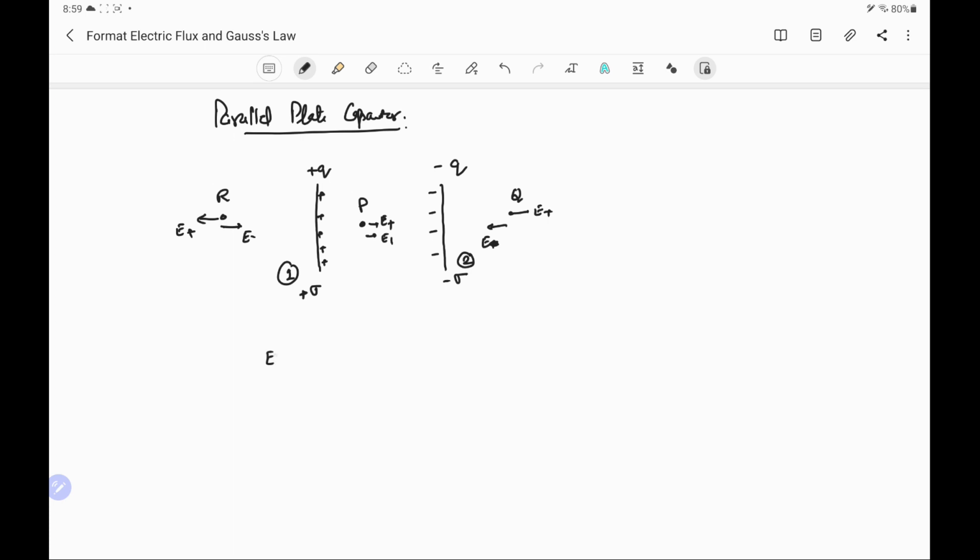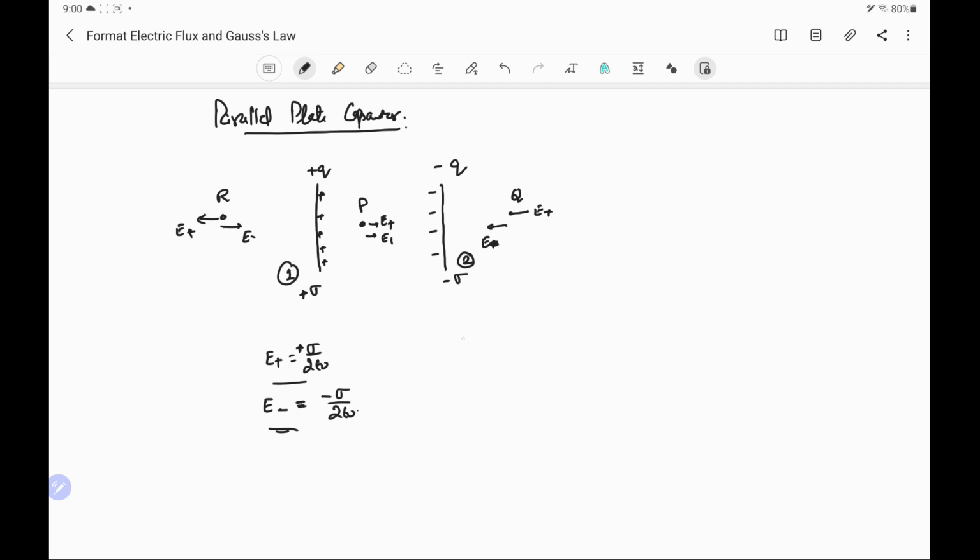If we check, E plus is sigma by 2 epsilon naught. It is the field due to the positive plate, and it is uniform, that is, it is distance independent. Similarly, the field due to the negative plate is minus sigma by 2 epsilon naught. It is again a uniform field, and it is the same at all points.